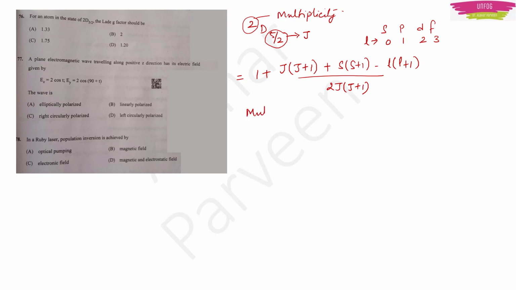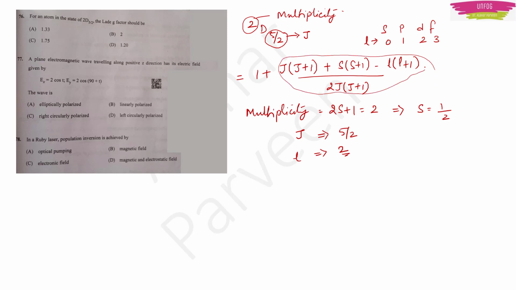Now we know that multiplicity is 2s plus 1, which is equal to 2. With this I get spin. Spin is equal to 2 minus 1, it will be 1 by 2. And j is given directly. It is 5 by 2. And L we found it is 2. Substituting all these values here, j, s and L, if you substitute and simplify, you will get 0.2. And 1 is already there. So our answer will be 1 plus 0.2, 1.2 is the answer. Option D is the right answer.